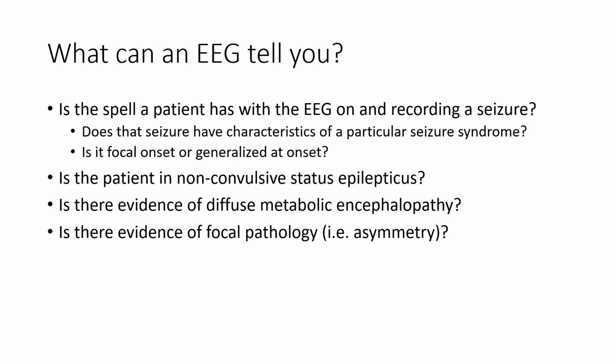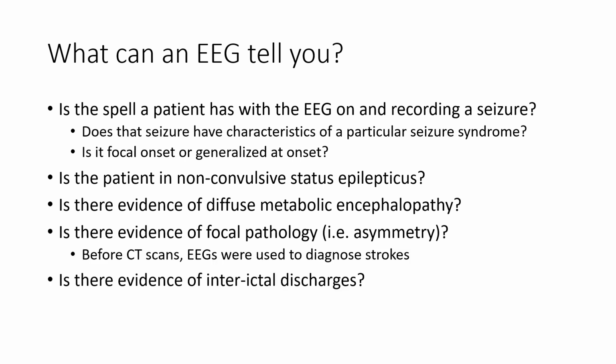We can look for evidence of focal pathology, again, asymmetry between the left and the right sides of the brain that might suggest an underlying space-occupying lesion. And then we can look for evidence of interictal discharges, these abnormal electrographic discharges that can be seen in people with epilepsy that are not seizures, but tell us that that person has an underlying predisposition to having seizures.